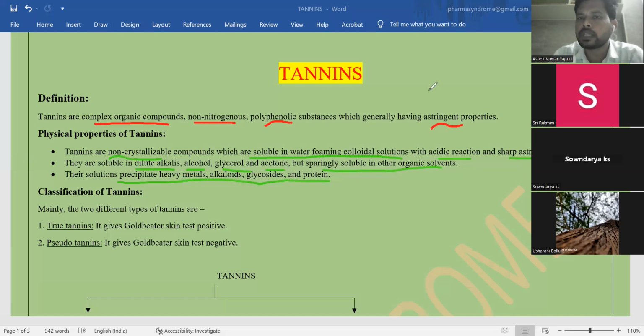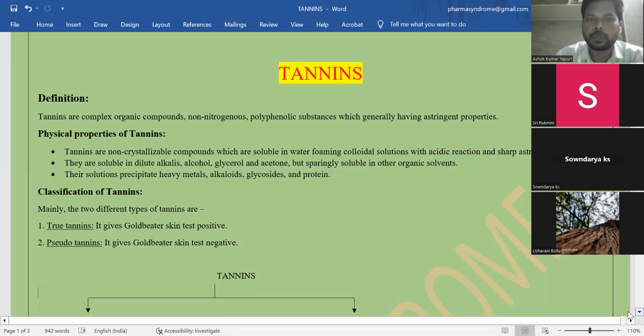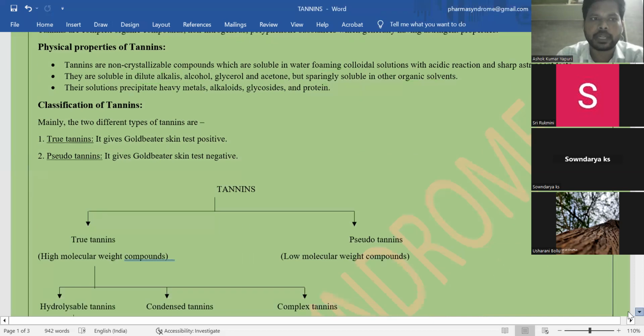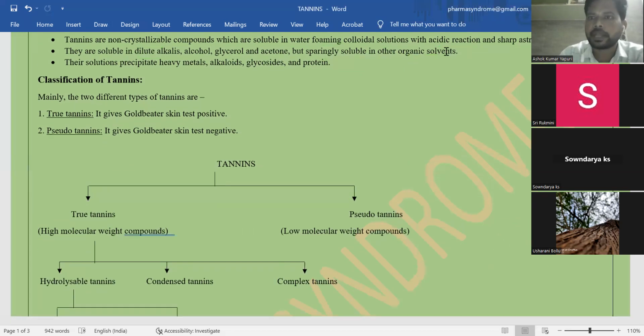And here our main focus is on the classification of tannins and the different classes with examples. For example, there are hydrolyzable tannins, non-hydrolyzable tannins, pseudotannins, and a number of detailed classifications. Based on the classification, the tannins are mainly two types: true tannins as well as pseudotannins. True tannins give a positive test for the gold beater skin test, and pseudotannins, where pseudo means false, give a negative test for the gold beater skin test.